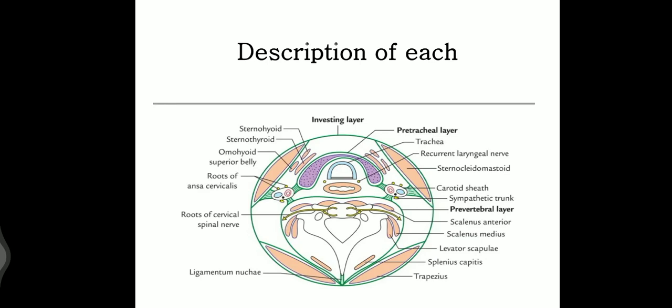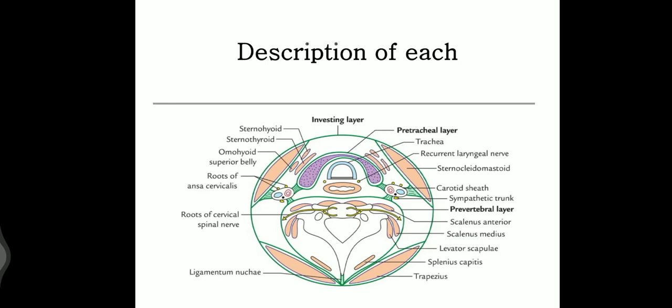What you are seeing on the right side of the screen is the right side of the neck, and the left side of the screen is the left side of the neck. The image is a cross-sectional view of the neck viewed from above. We can see the cervical vertebra. If you trace the spinous process, below is the posterior of the neck and above is the anterior of the neck.